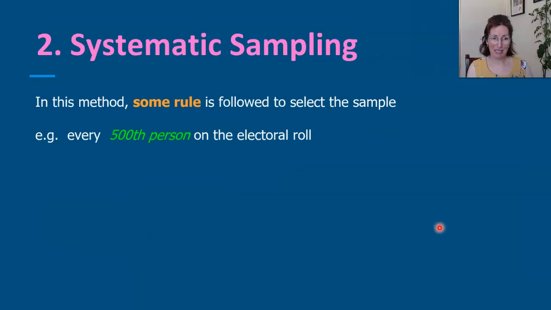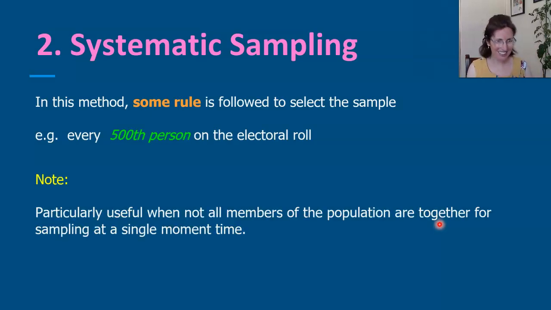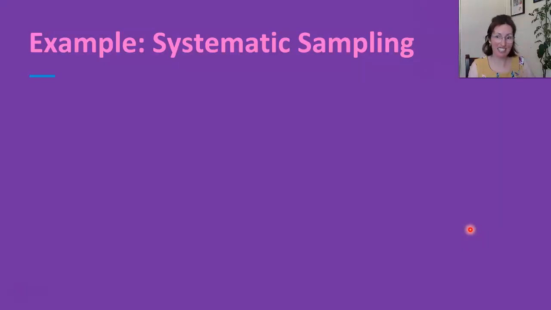Then systematic sampling. So in this method, there's some rule that's followed to select the sample. For example, every 500th person on the electoral roll, or if it was year 11s at school, it might be every 14th person. This is particularly useful when not all members of the population are together for sampling at a single moment in time. For example, if you don't have all the year 11s in one room at a time, you might order them by their SACE numbers or their enrolment numbers, and then select systematically the 14th student or something in each group there, because they might not all be together, as in like physically in the one place.